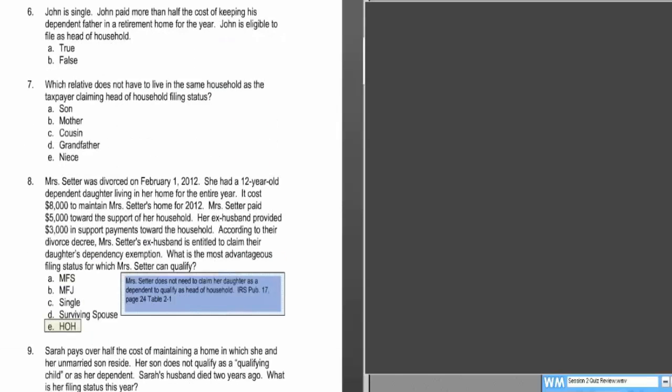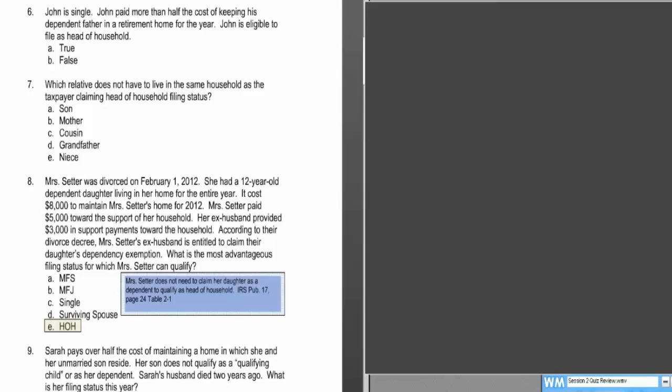Question number 8. Mrs. Setter was divorced on February 1st, 2012. She had a 12-year-old dependent daughter living in her home for the entire year. It cost $8,000 to maintain Mrs. Setter's home for 2012. Mrs. Setter paid $5,000 toward the support of her household. Her ex-husband provided $3,000 in support payments toward the household. According to their divorce decree, Mrs. Setter's ex-husband is entitled to claim their daughter's dependency exemption.